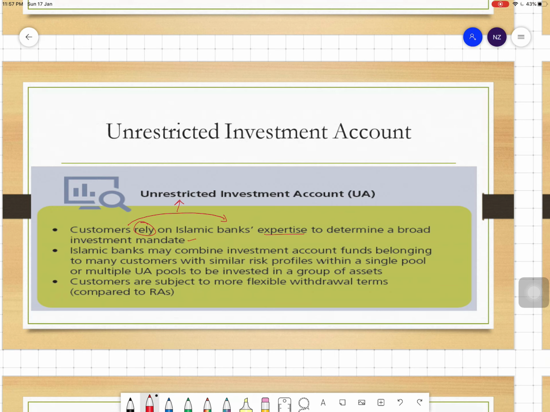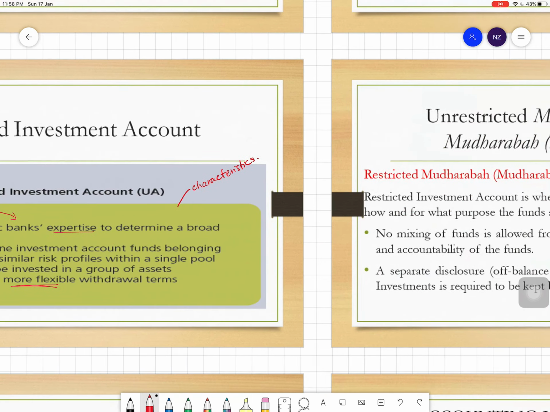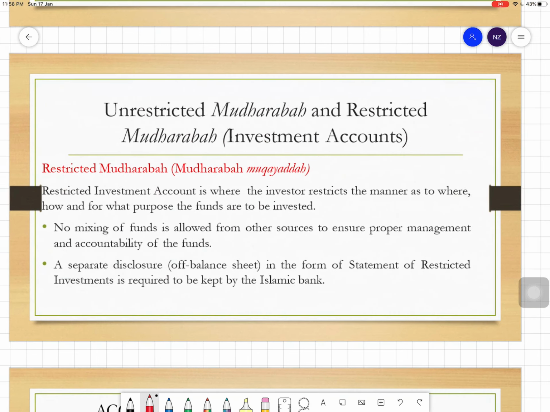And the customer are subject to more flexible withdrawal terms compared to restricted account. So dengan unrestricted account ni dia more flexible. So ini pun boleh dijadikan one of the characteristic of unrestricted investment account. Okay, kalau lah in case soalan tanya characteristic of unrestricted investment account, korang boleh mention benda ni lah. That one is on unrestricted mudharabah.